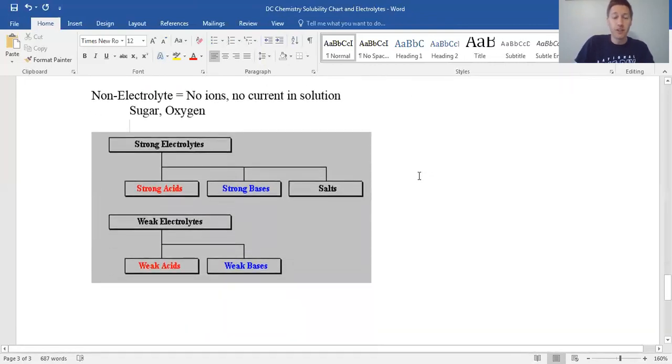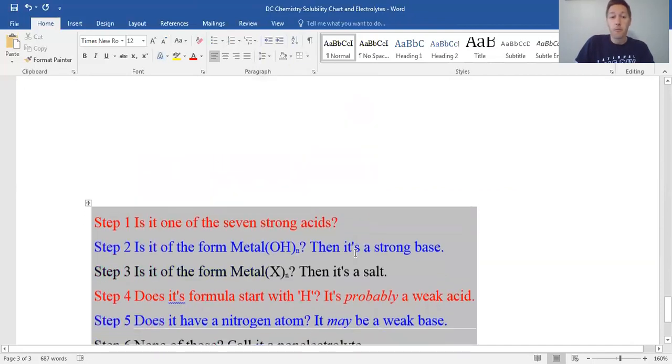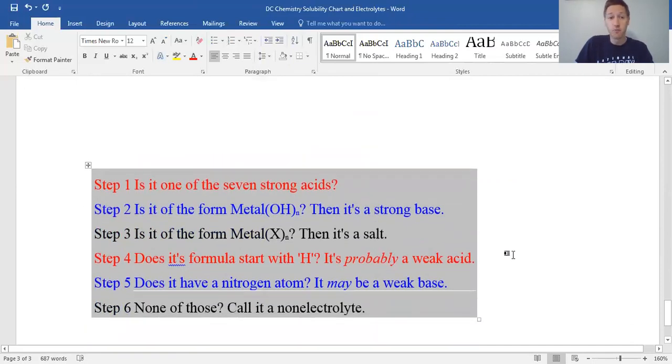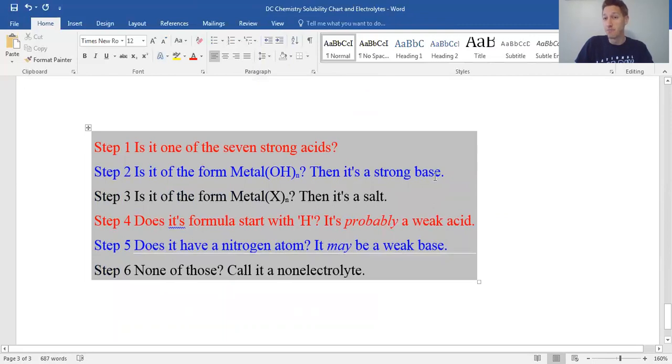So you're a strong electrolyte if you're a strong acid, strong base, or if you're a salt. You're a weak electrolyte if you're a weak acid or weak base. So you can ask yourself these questions too. Is it a strong acid? Because if it's a strong acid, then it is going to be a strong electrolyte.